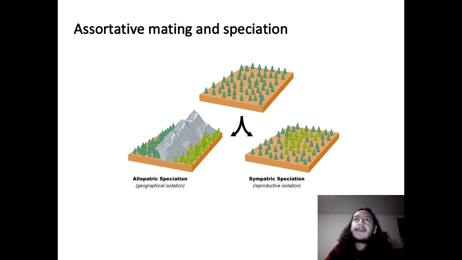It could be that there is this process in which individuals are going to choose a very specific phenotype that they're going to reproduce with, and they're not going to reproduce with any other phenotype that's present in the population, and this leads to this reproductive isolation.